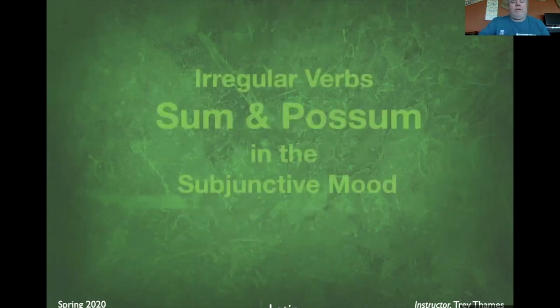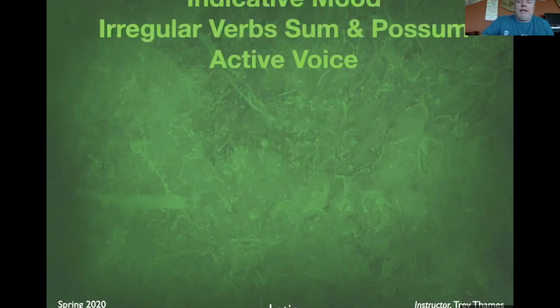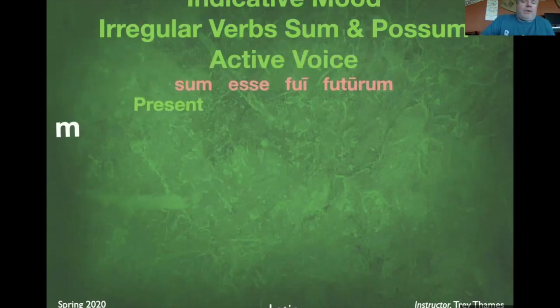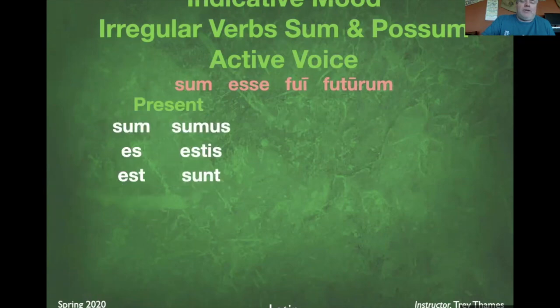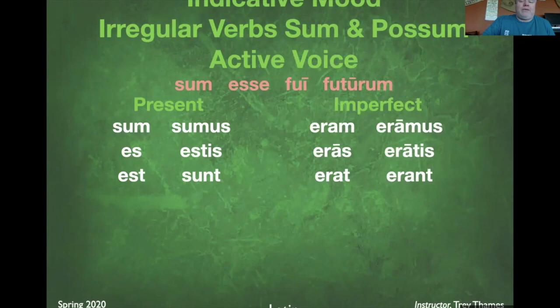I'm going to introduce to you, however, something new right now: your sum and possum in the subjunctive mood. These are irregular verbs. You learned them a long time ago. I'll remind you what they look like in the indicative mood, in the active voice. Here it is: sum, esse, fui, futurum. And if you remember the present tense, it's simply sum, es, est, sumus, estis, sunt. And the imperfect was eram, eras, erat, eramus, eratis, erant.